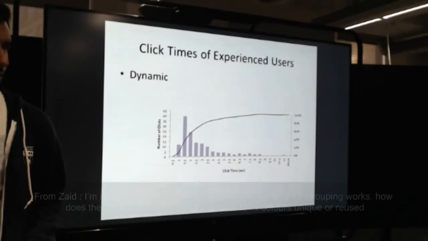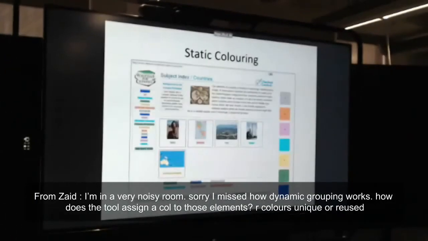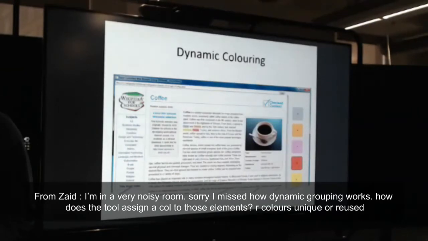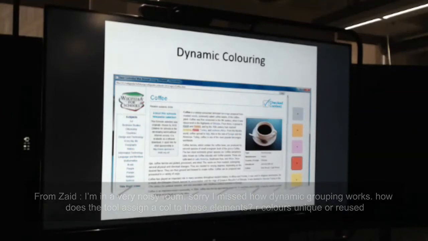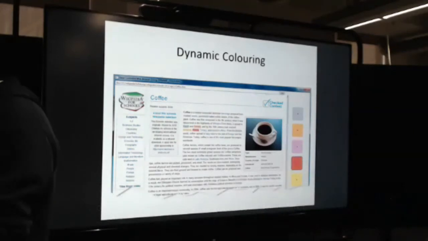More questions? So you touched upon this a little bit, but Zaid wants you to elaborate. Zaid says, I missed how the dynamic grouping works. How does the tool assign a color to those elements? Are colors unique or reused?